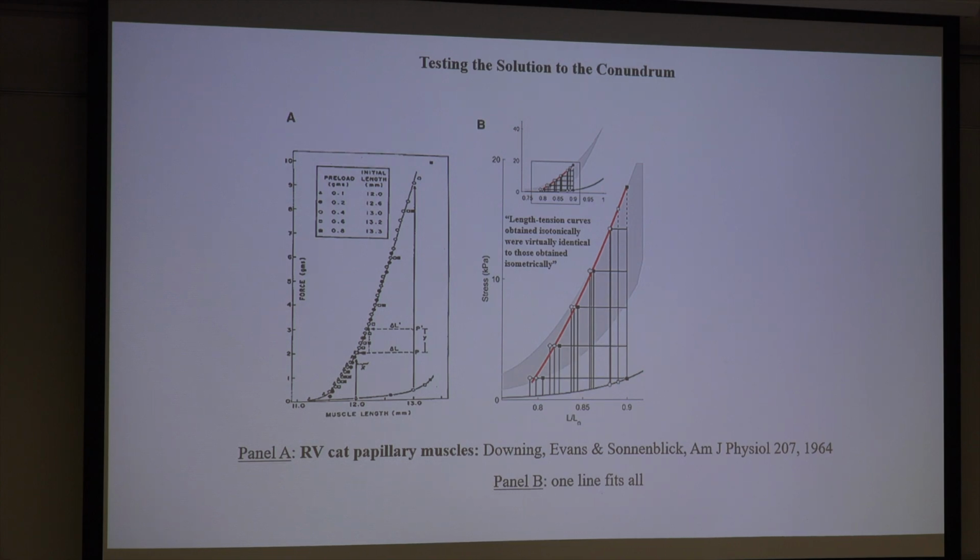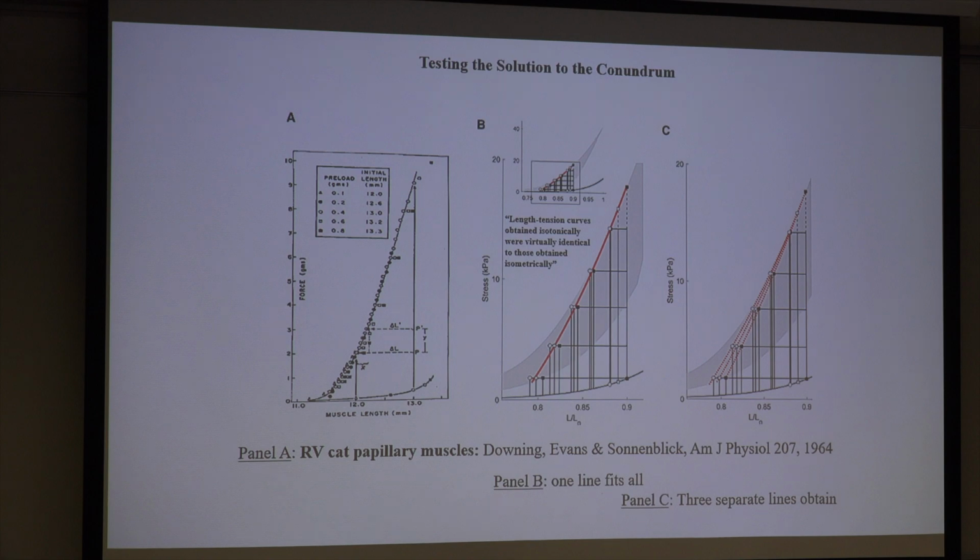Not so, says JC, whose eyes are a good deal better than mine. He could see that every time there was a departure from this line of best fit, the departure was always in the same direction for any given pre-length or preload. And he says there are really three different end-systolic pressure-volume or force-length relationships in here.